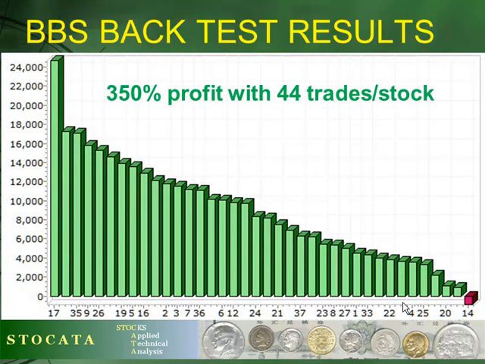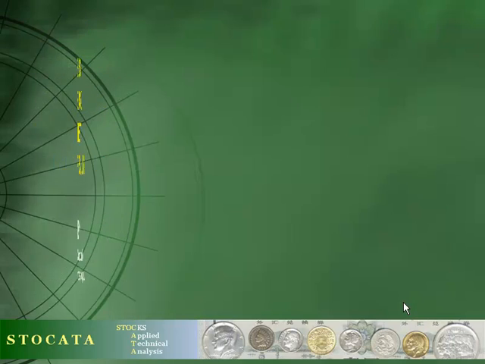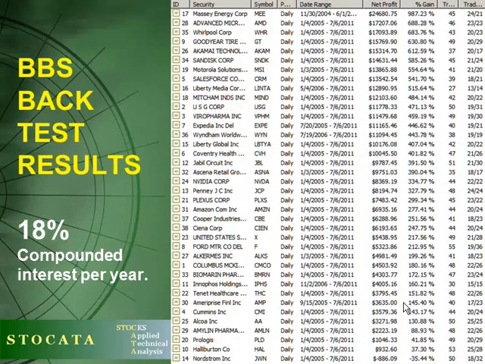Using the same period and using automatic trading based on BBS with 38 selected stocks gives a total profit of 350% with an average of 44 trades per stock. There is a very nice distribution of the 350% profit, with only one stock creating a loss. That represents an average compounded interest of 18% per year. That is certainly a whole lot better than the buy and hold strategy profit of the S&P 500 index.